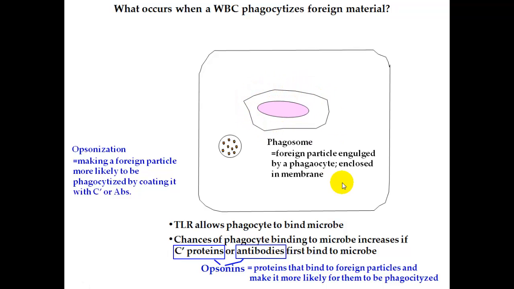So again, a phagosome is a foreign particle that has been, so that should say engulfed by a phagocyte, and then after it's engulfed, it ends up being enclosed in its own membrane that's formed by the outer membrane of the phagocyte just getting pinched off after it becomes engulfed. So the next few steps during phagocytosis are all about trying to digest or to kill that bacterial cell.